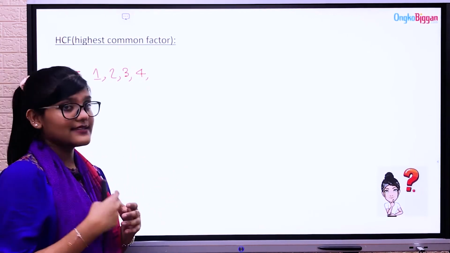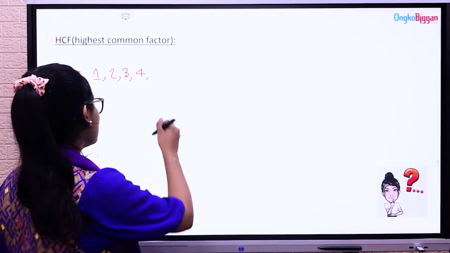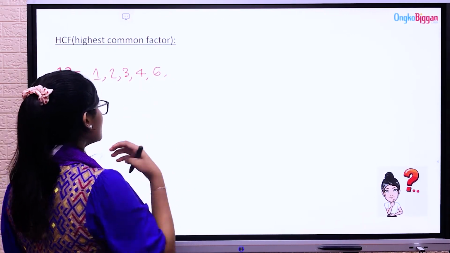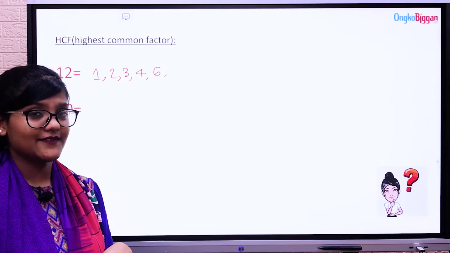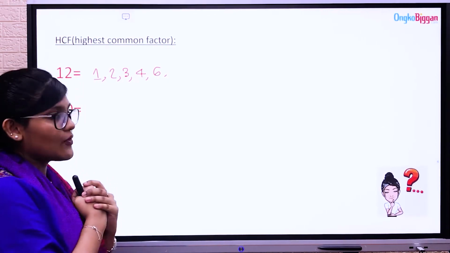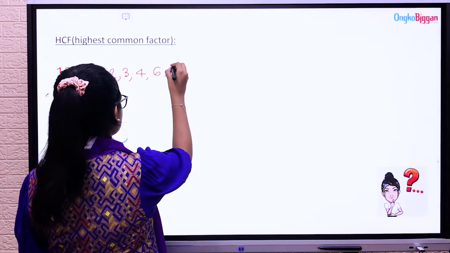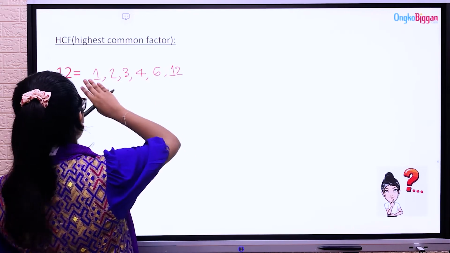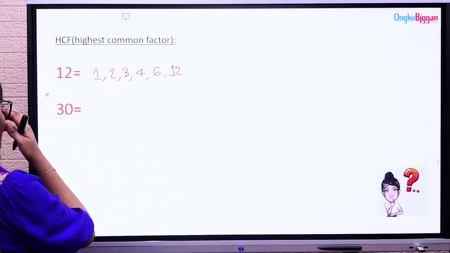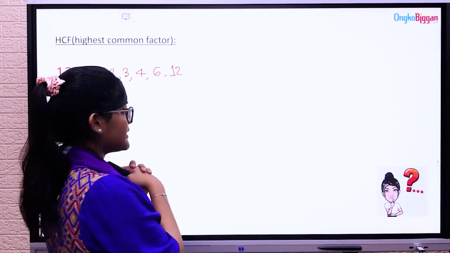Then 6. Yes, 6 twos are 12, so 6 as well. 7, 8, 9, 10, 11 can't divide 12, so they are not factors of 12. And lastly 12 itself is a factor of 12.